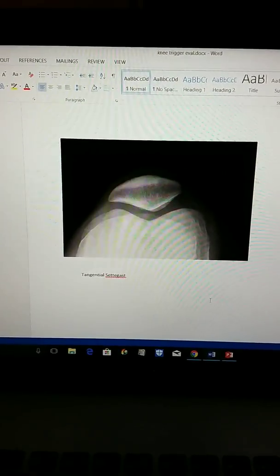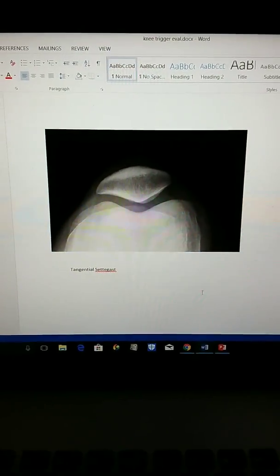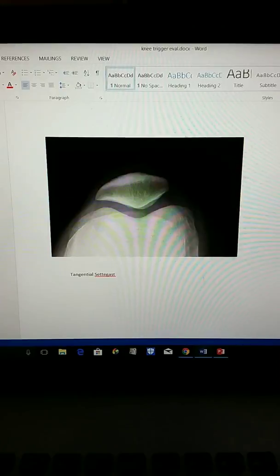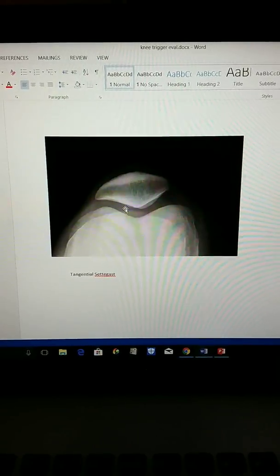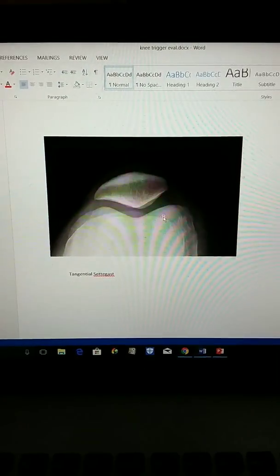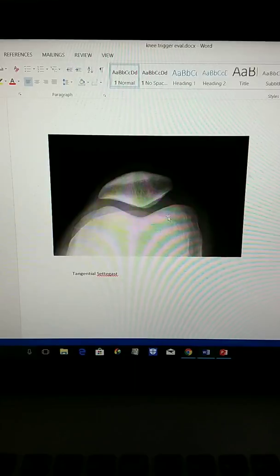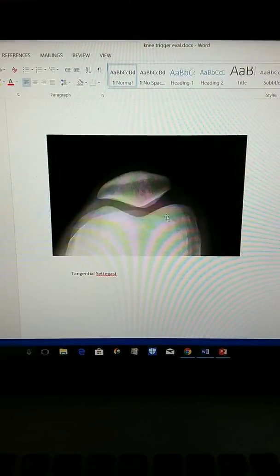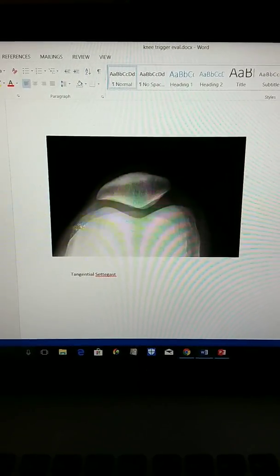Moving down to our tangential projection using the Settegast method. The patella is in profile. We have a nice open patellofemoral articulation, and the femoral condyles and intercondylar sulcus are in profile as well.